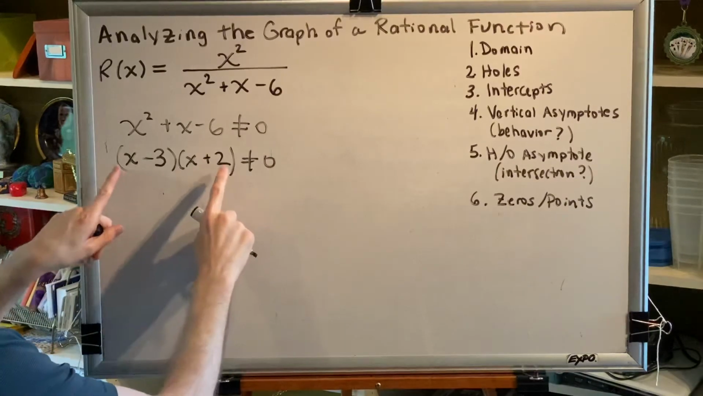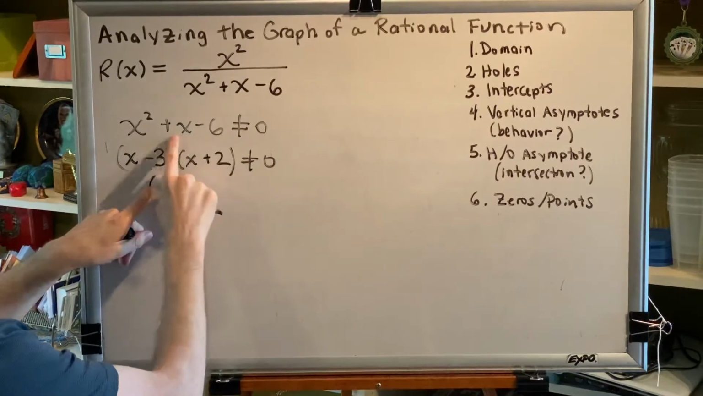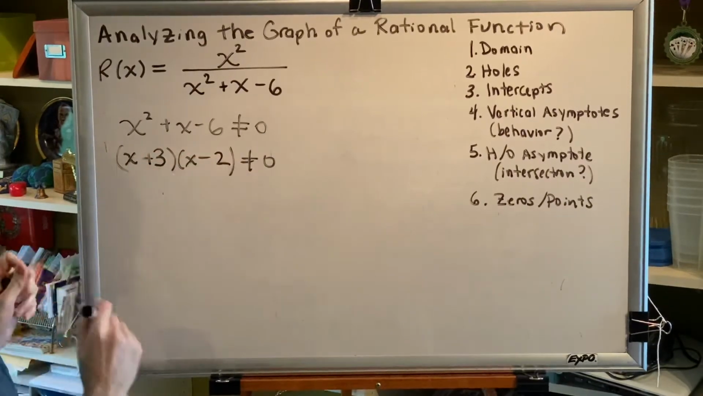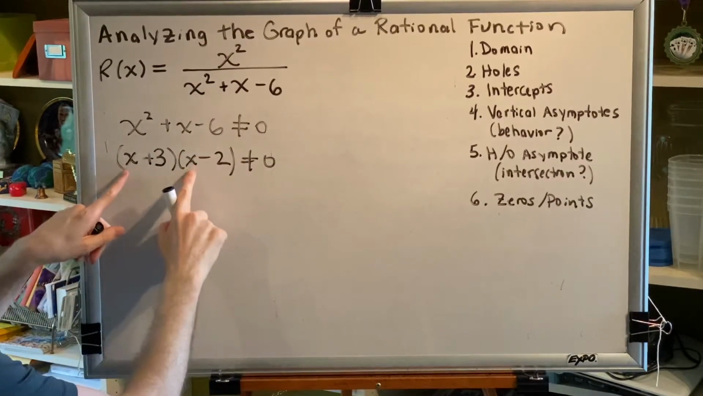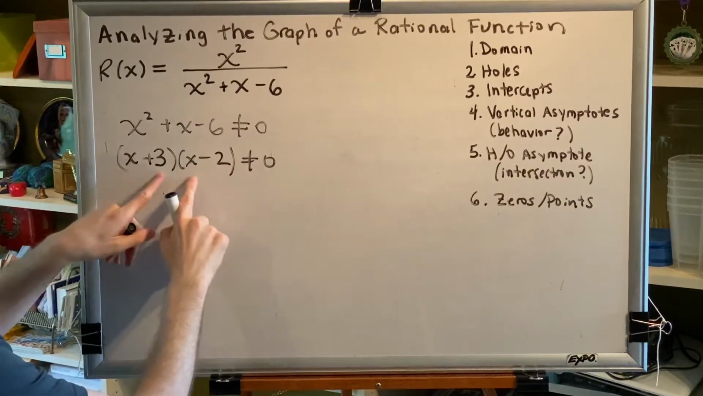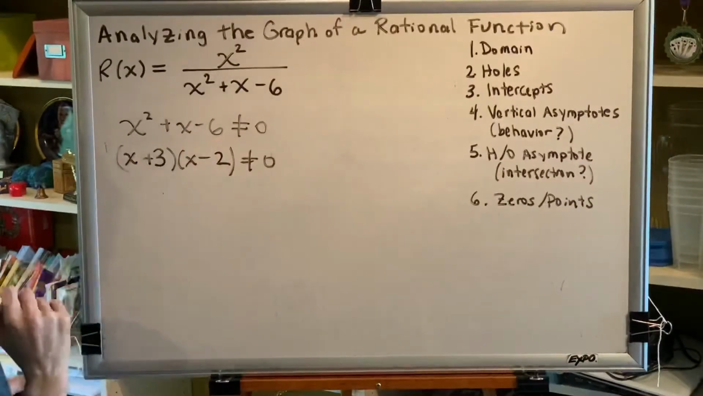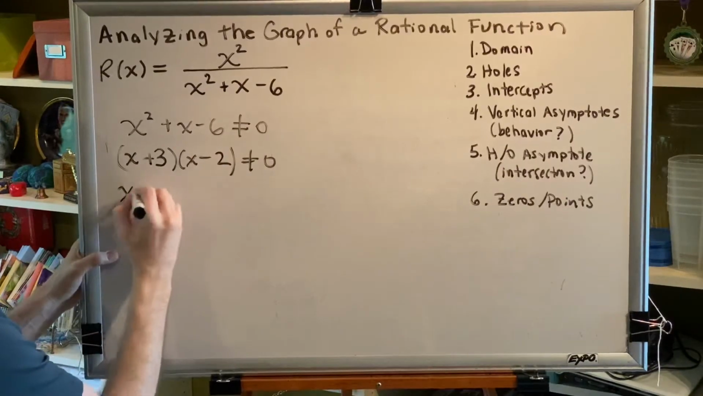X squared plus 2x minus 3x. Nope, I got the signs backwards. This is why we check. Okay, so swapping the signs, x squared minus 2x plus 3x makes plus 1x, and then 3 times -2 is -6. All right, next, zero product property.